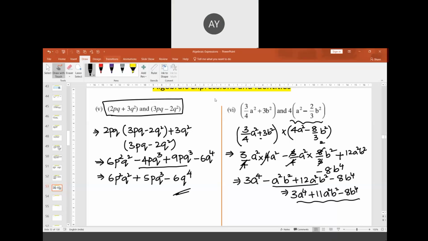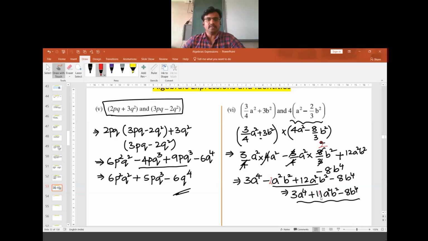Yes, where is the doubt? Sir, you have written a square b square, but we had 2. 8 got cancelled with 2. Did I write 2 somewhere? Oh, here it is, above. Okay, this will be 2. If this is 2, this becomes 10. So instead of writing 11, we should write 10. Okay, sir, I have made the correction here. It's 10.